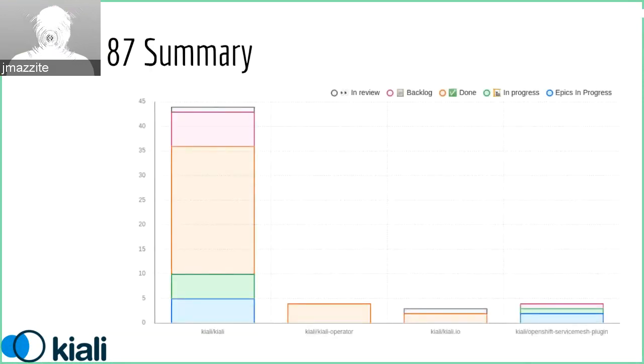For Sprint 87, most of the work has been done in the Kiali repository, which is where our server backend and GUI front-end work is done. We've had some work done in the operator, but most of the work is done server-side and UI.